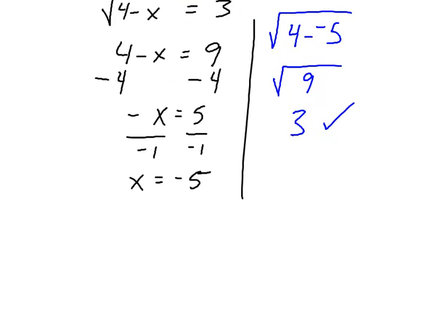Okay, moving on to a little bit more difficult problems. Let's see, we have the square root of 3x plus 3 equaling 2x minus 1. Now here, our radical is already isolated, which is good, but you can see we have a difference over here.